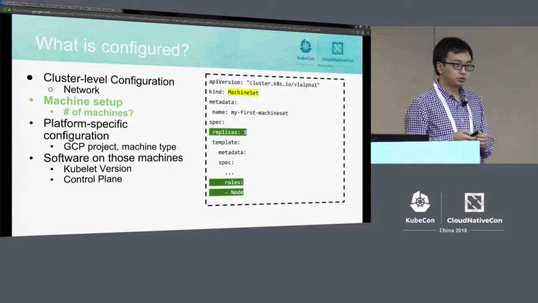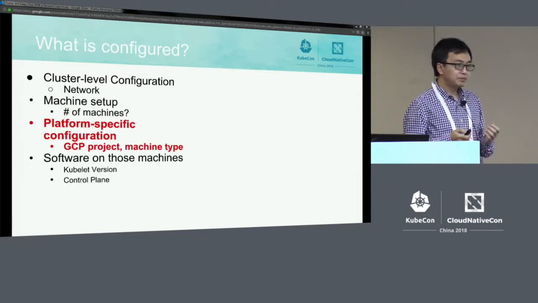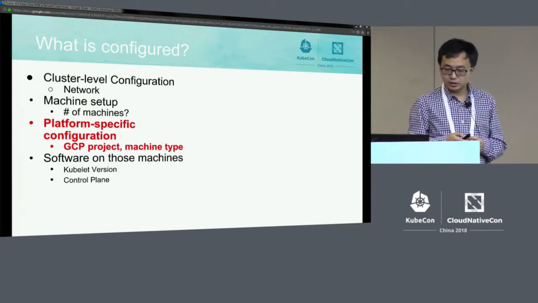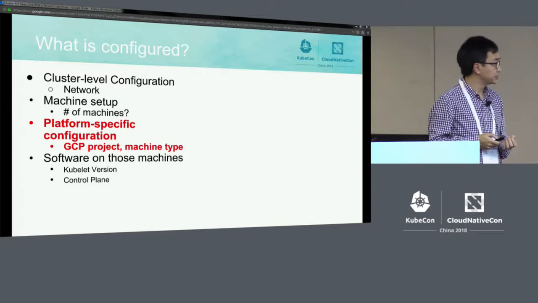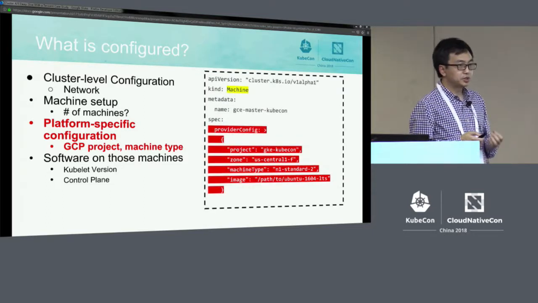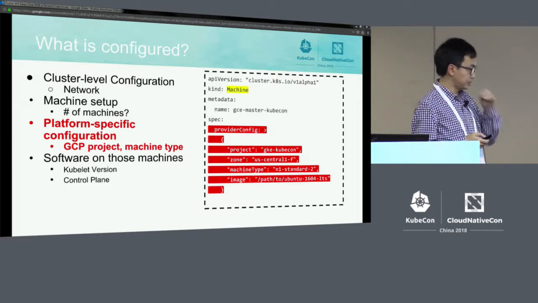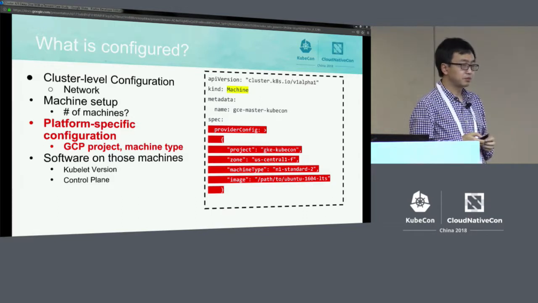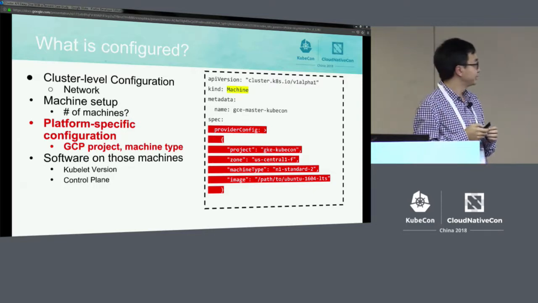For example, in this kind of class, we have three types of machines. Well, for the third level, it's about a platform related configuration. For example, we have the machine resource. While in that, we have the private config, and inside that, the options are connected with the Google engine.